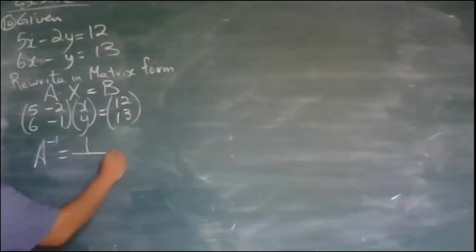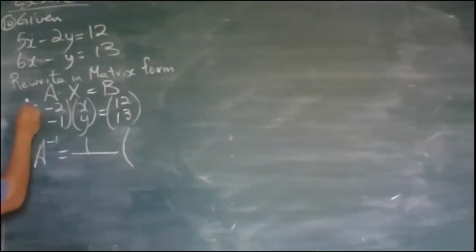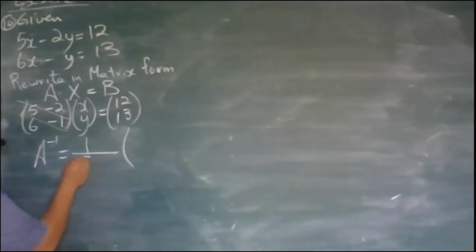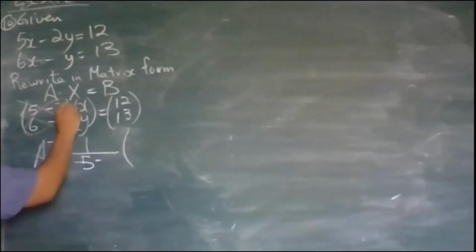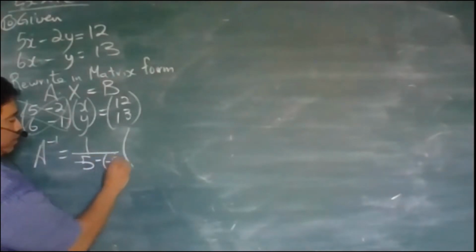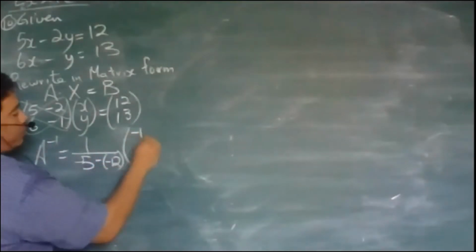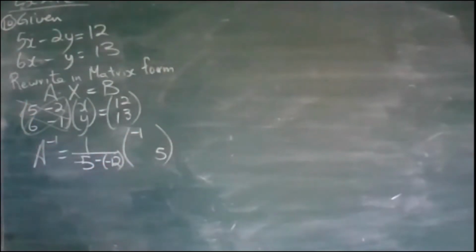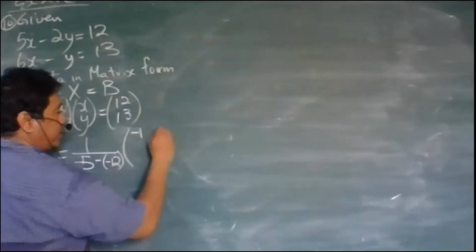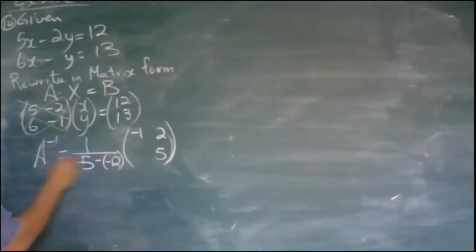So that's 1 over something, 1 over 5 times a negative 1, that's negative 5, minus negative 2 times 6, that's going to be negative 12. And then I just flip these two, so negative 1 and 5 switch places. And these change signs. So the negative 2 becomes a positive 2, and the 6 becomes a negative 6.